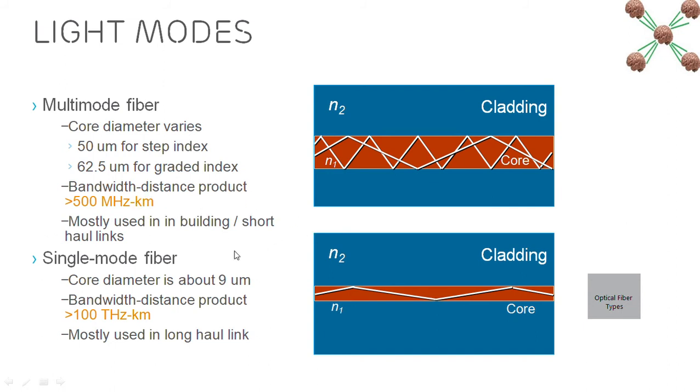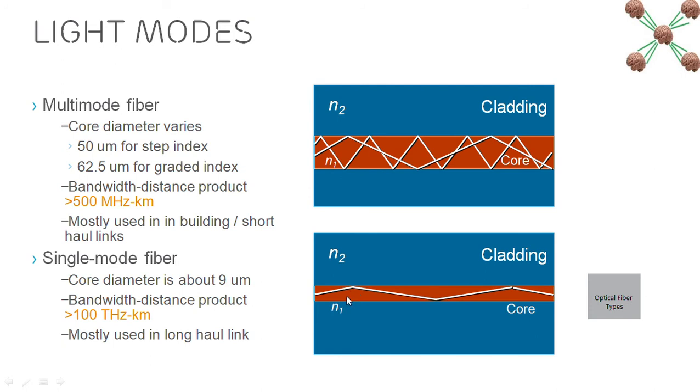But in contrast, this single mode fiber has a very thin core. The core is only 9 micrometer. If you do a comparison, it's almost 7 times thinner than the multi-mode fiber. So because it's so thin, it cannot take more than one ray at a time. If a source is here, the source can only send one ray of light inside. So that's why it's called single mode.